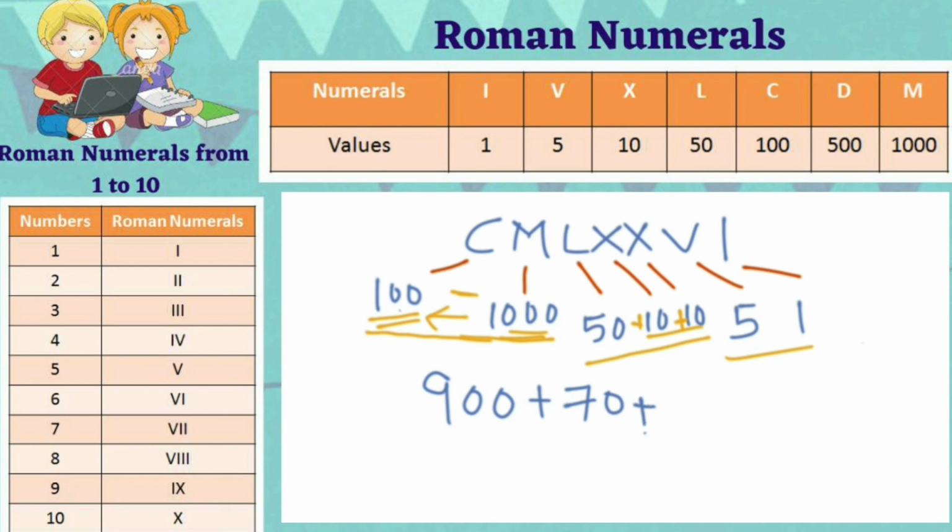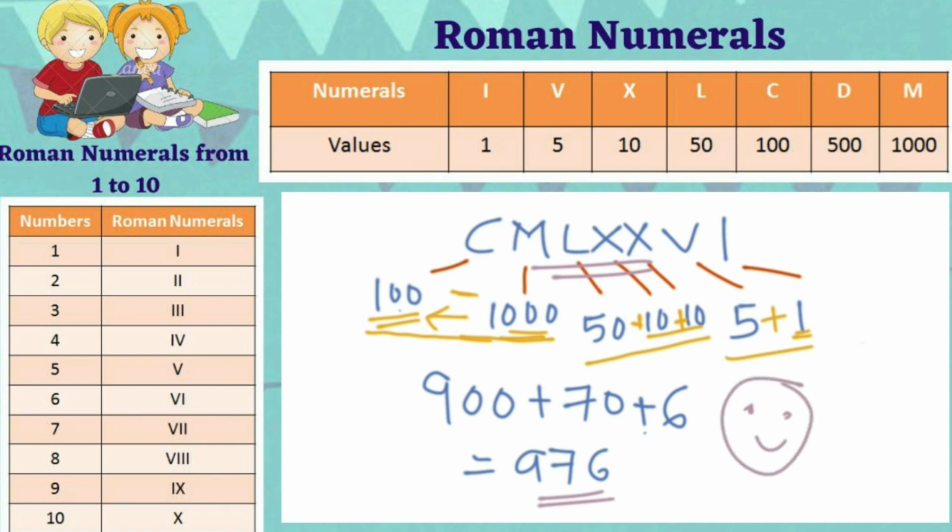Now here again you can see that 1 is a smaller number which is to the right of 5. So I'll apply rule number 4, which is to do the addition. So 5 plus 1 is 6. So I'll write 6. Now do the addition of all these numbers. So what is 900 plus 70 plus 6? It is 976. So the number of this Roman numeral CMLXXVI is 976.